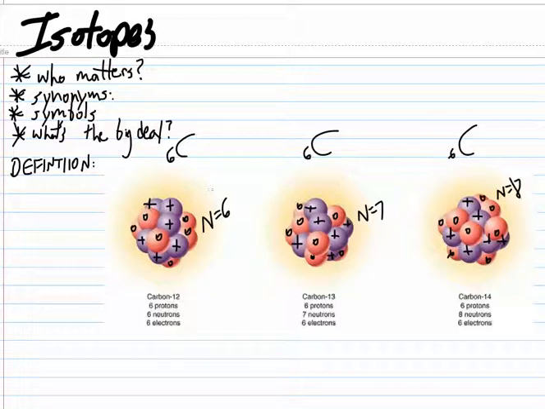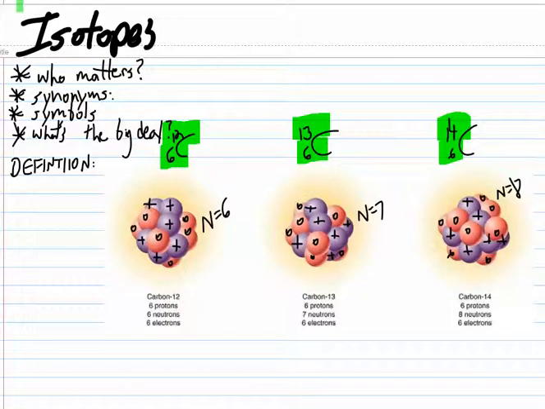So if I count these up, if I want to know the mass of the elements, 6 and 6, this one is going to be 12. 6 and 7, that's going to be 13. 6 and 8, that's going to be 14. So what sets these apart? How are they all different from each other? Well, it's the mass number. So if the mass number is different, but the proton number is the same, what does that mean? That means that who really matters here, as far as isotopes go, is the neutrons.